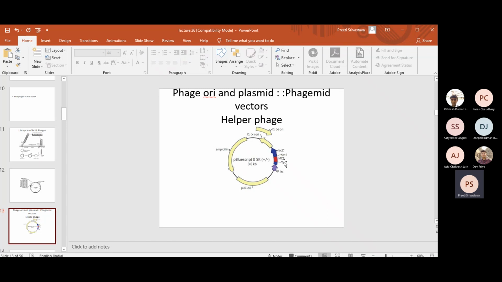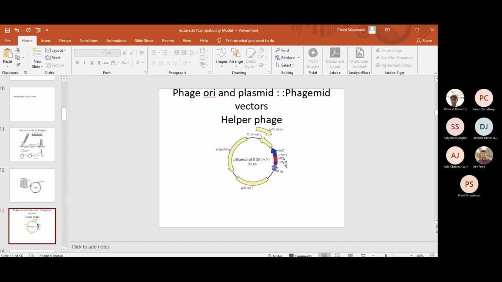So ultimately you will have two populations. You have virions which are released in the medium, and in the cell pellet you have bacterial cells. The bacterial cells will contain the double-stranded pBluescript DNA, and the virions will contain single-stranded pBluescript DNA. Is it clear or no? Yes, ma'am, it is clear.